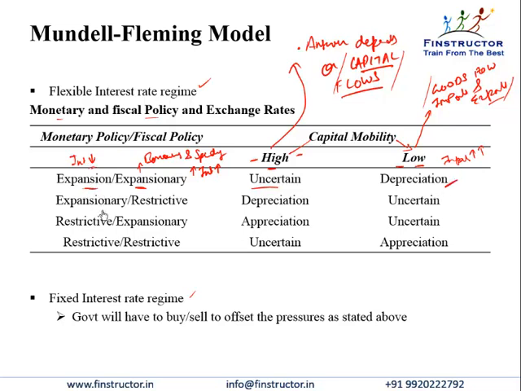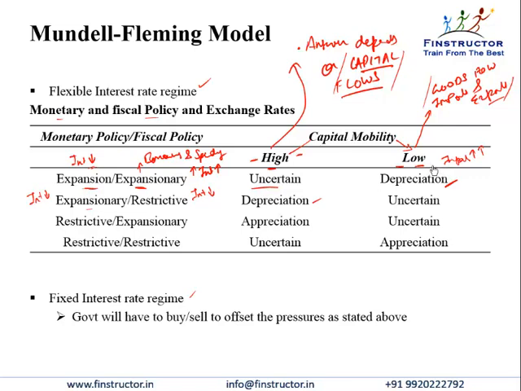If monetary policy is expansionary, that is, interest rates are low, and fiscal policy is restrictive, that is, tax rates are high, government is not spending also, government is not borrowing and spending, again that will result in interest rates being low because there's not much demand for capital. People don't want to set up businesses because tax rates are high. Government is not borrowing itself and doing anything. So again, demand for money is low. So interest rates will be low. If interest rates are low, capital will flow out. And hence, with high capital mobility, currency will depreciate.